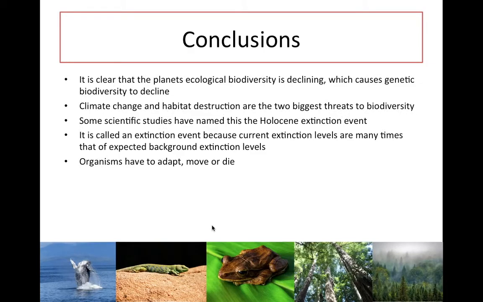It's clear that the planet's ecological biodiversity is declining, which causes genetic biodiversity to decline as well. Climate change and habitat destruction are two of the biggest threats to biodiversity, and some scientific studies have named this the Holocene extinction event. Others have also named it the anthropogenic extinction event. They're exactly the same, and if they get their way, it will be a new geological period, and it will be called the Anthropocene, and it will begin in the Industrial Revolution. It's called an extinction event because current extinction levels are many times that of background extinction levels.